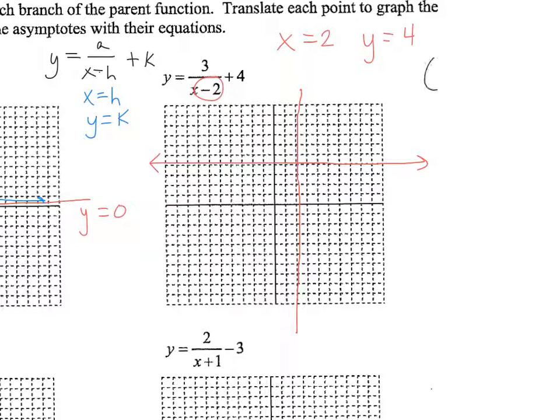So if you plug in 3, 3 divided by 3 minus 2, which is 1, is 3, and 3 plus 4 is 7, so 3, 7 is an ordered pair. So I go over 3, up 7: 4, 5, 6, 7 right here. And then you could plug in, I'm trying to think of ones that will make it easier for me. If I plug in 5, 5 minus 2 is 3, 3 divided by 3 plus 4 is 5.